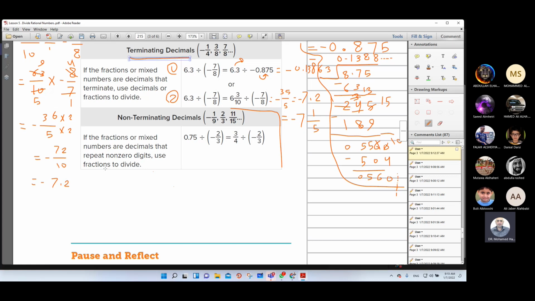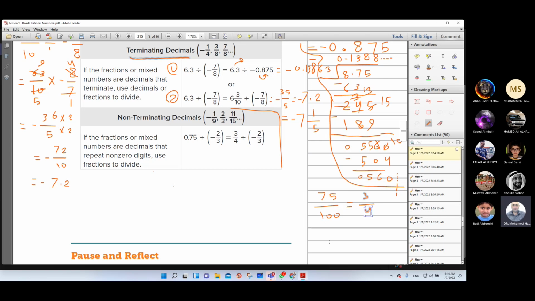So 0.75 means 75 over 100 as a fraction. Divide up and down by 25. 75 divided by 25 will be 3, and 100 divided by 25 will be 4. So 0.75 as a decimal equals 3 over 4 as a fraction.